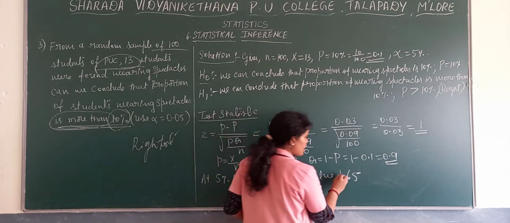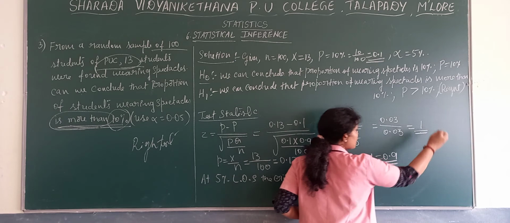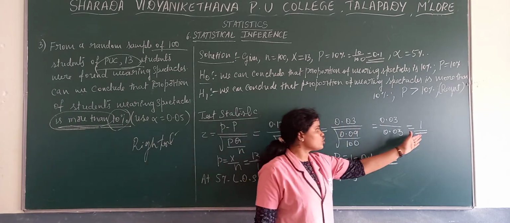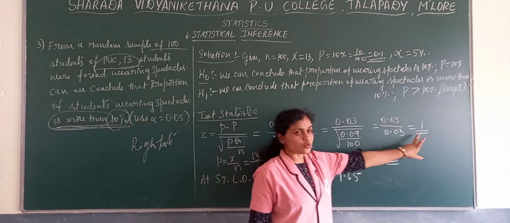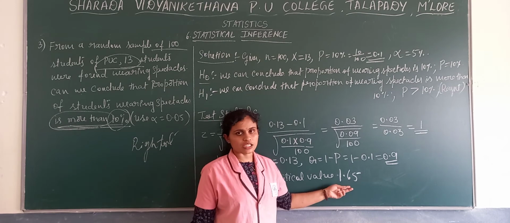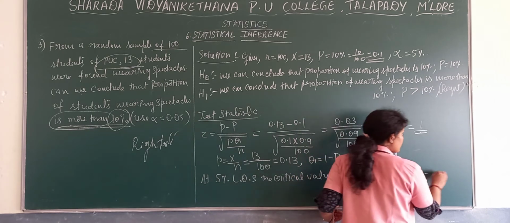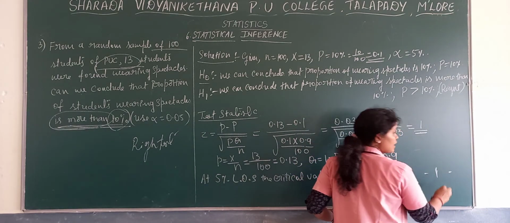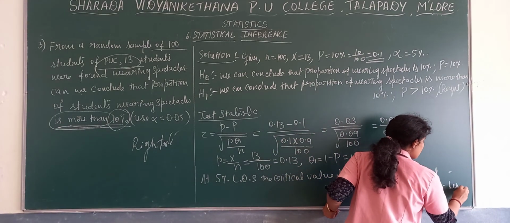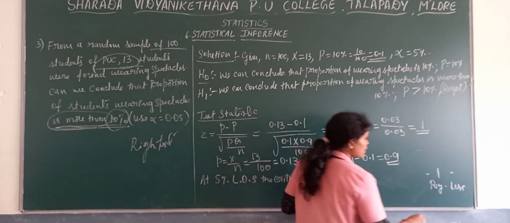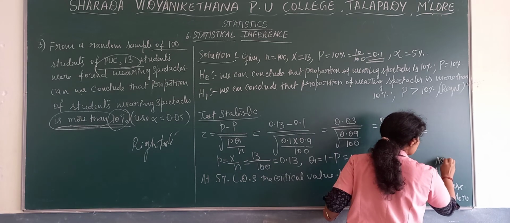Now if your test is right tail, then in order to accept, the calculated value should be lesser than the table value. Yes, here we got the calculated value as 1 and the table value is 1.65. So we can accept the null hypothesis. See, remember, if it is two-tailed, the calculated value should lie in between. In case of right-tailed, the calculated value should be less. Then we can accept. In case of left-tailed, the calculated value should be more. This is the acceptance criteria.